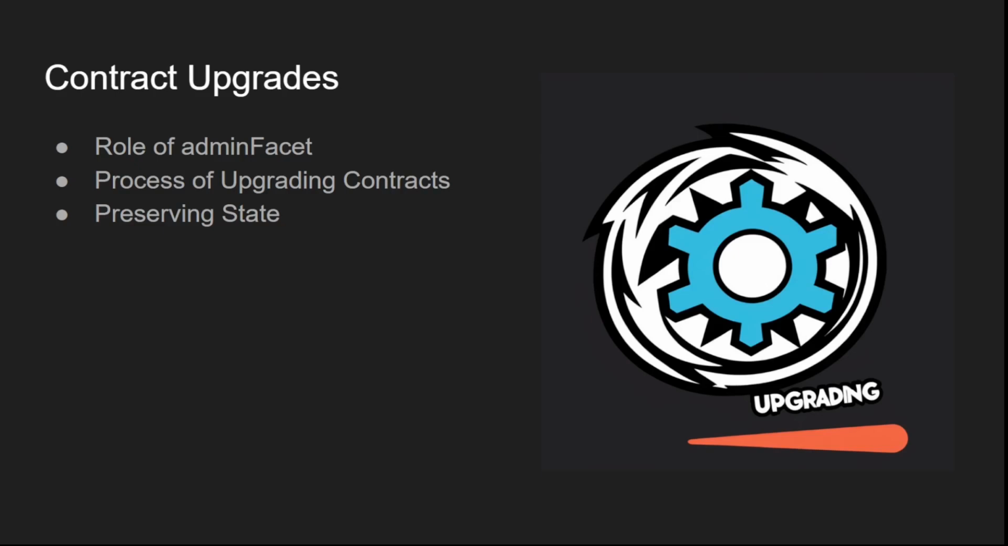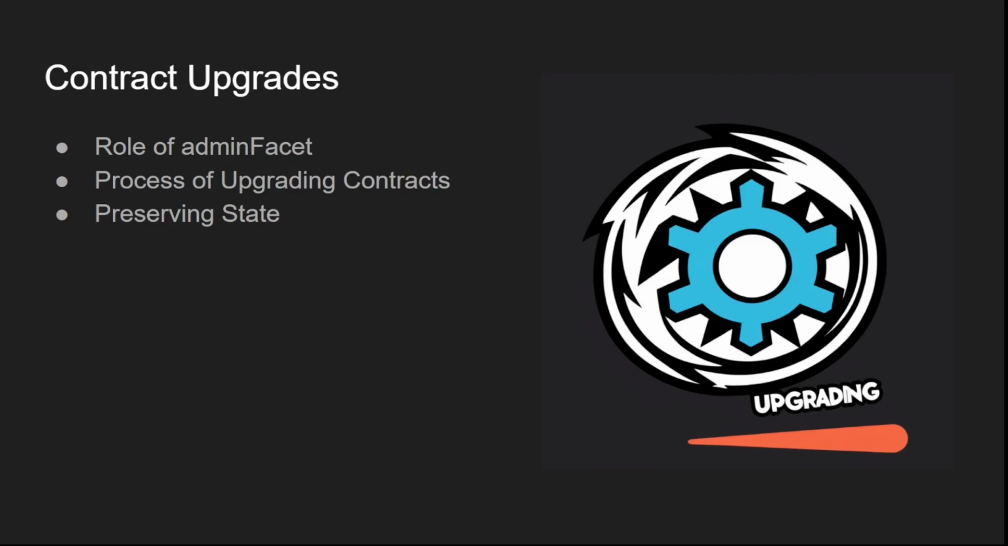For example, consider a smart contract that manages a token system. The state would include user balances, transaction histories, and other relevant data. When upgrading this contract, the admin facet ensures that all user balances and histories are transferred to the new version, so users experience no disruption.